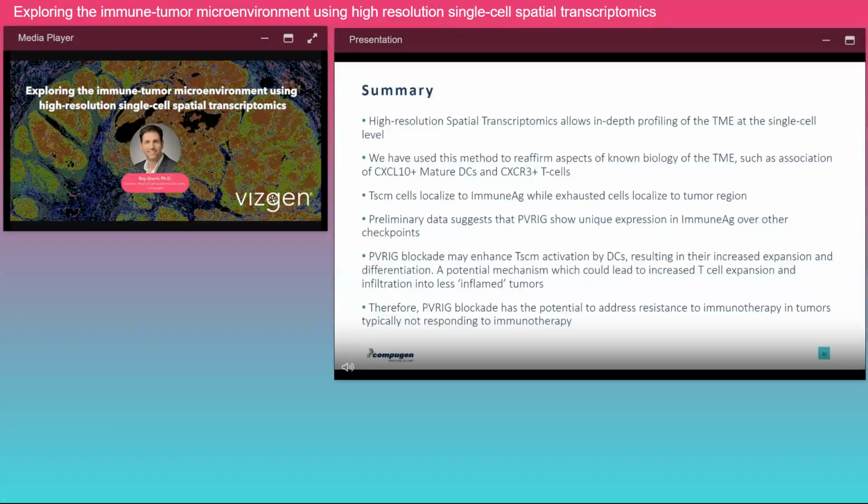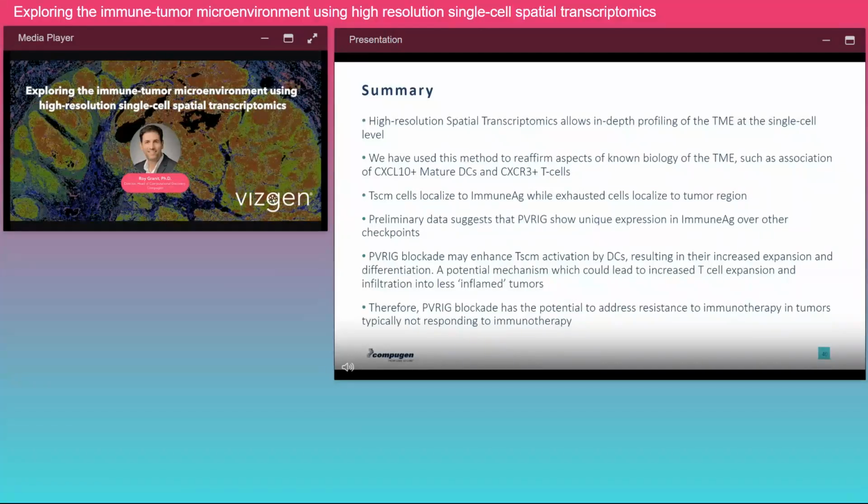So to summarize, in general, we can see that spatial transcriptomics offers a really unique opportunity to study the tumor microenvironment at a single cell resolution level. We can actually recapitulate known biology using this method, for example, the association between CXCL10 mature disease and CXCL3 T cells. We established that TSCM cells localize to immune aggregate regions while exhausted cells localize to the tumor region.